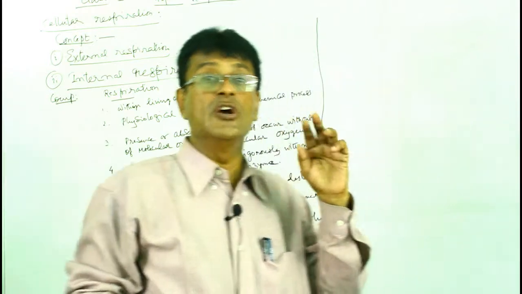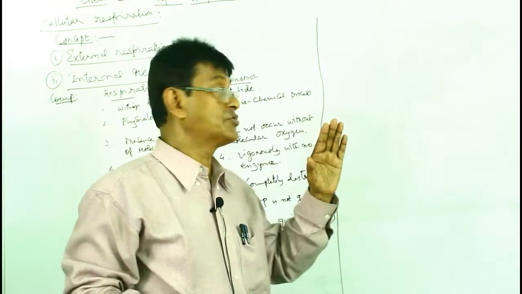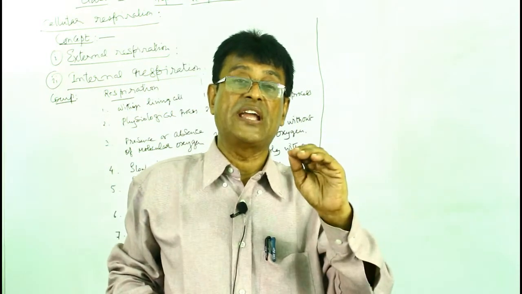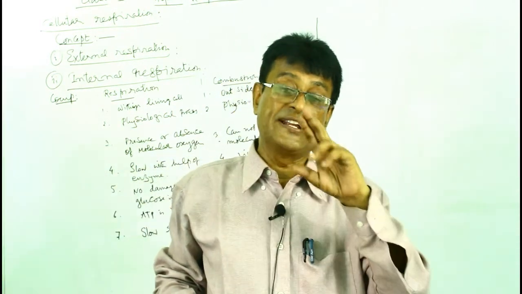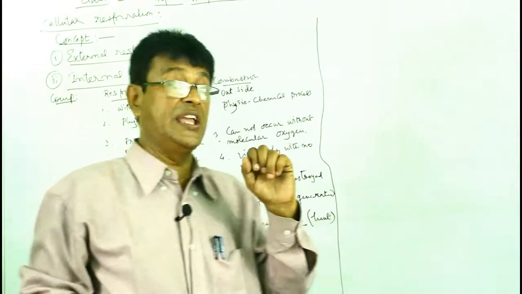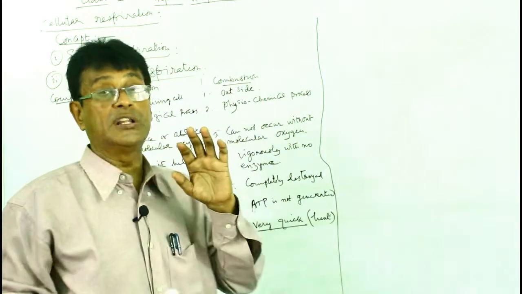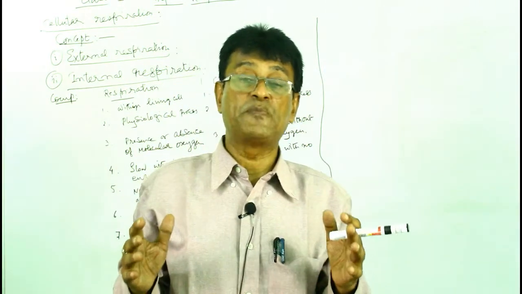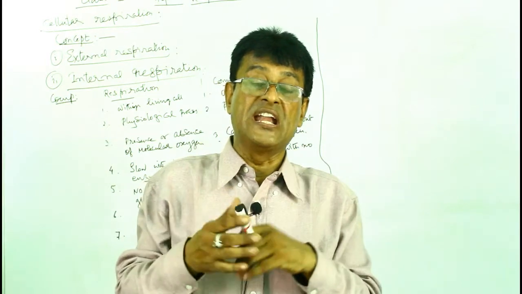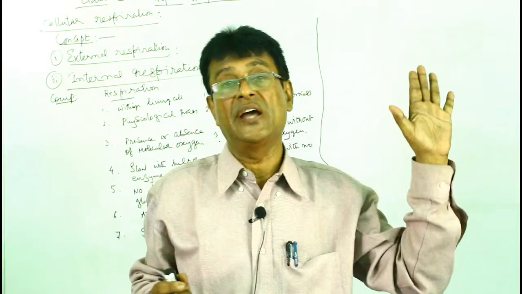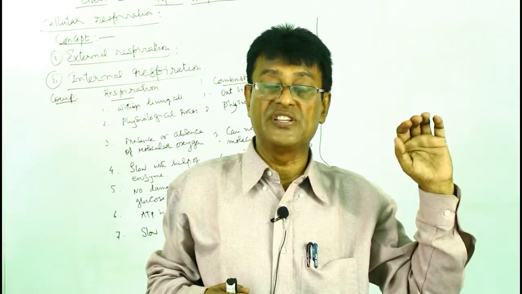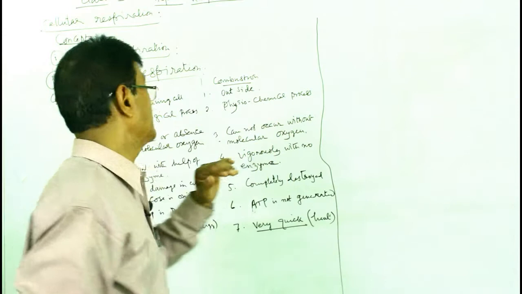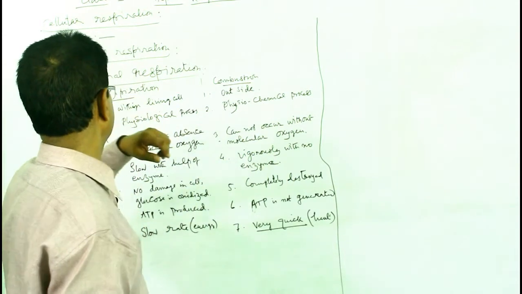When the energy is to be used, the ATP is converted into ADP, adenosine diphosphate. And the adenosine diphosphate is used for all the metabolic work that is happening. After the energy has been spent, the remaining ADP again changes to ATP and is stored. So storing, releasing and the production of energy is by mitochondria. That is all internal respiration.